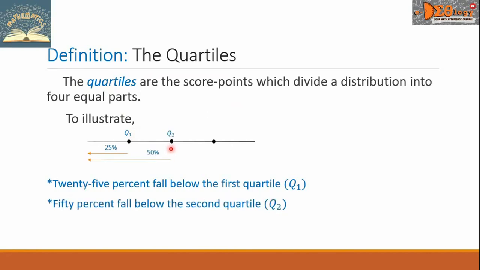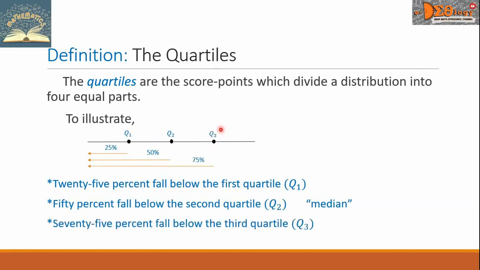The second quartile is here in the middle. This is denoted by Q sub 2. We say that 50% of the distribution fall below the second quartile. The second quartile is equal to the median.